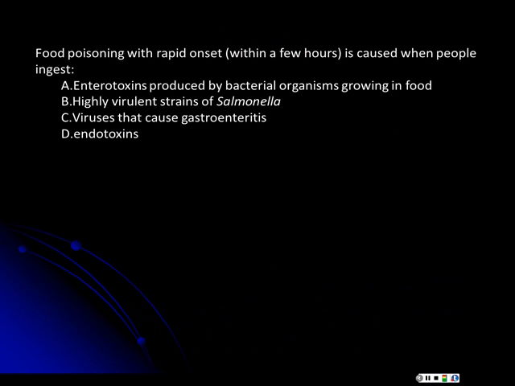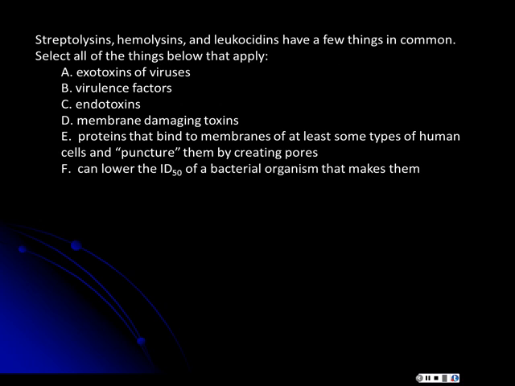Oh, I think we just did this. Food poisoning with rapid onset within a few hours is caused when people ingest... No, not the endotoxins, that's referring to the LPS in gram-negative bacteria. Yeah, enterotoxins, which affect the intestinal lining. Well, that's also a type of superantigen, which causes your immune system to go wild.